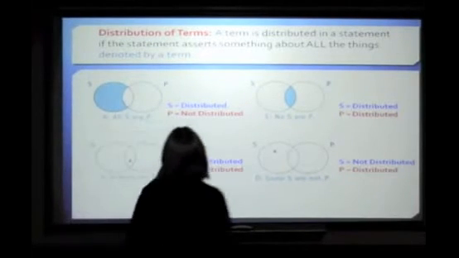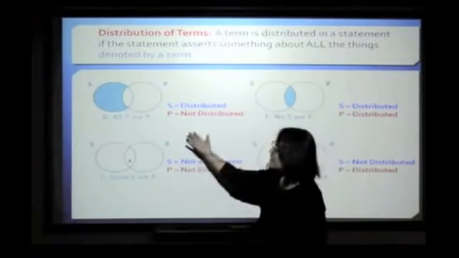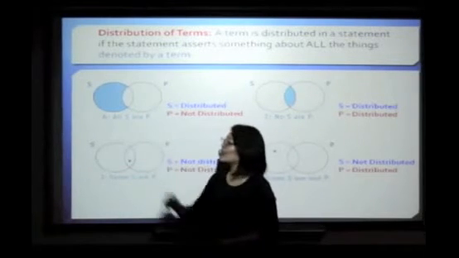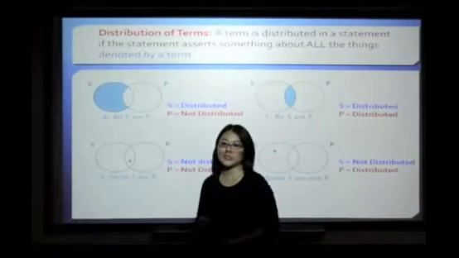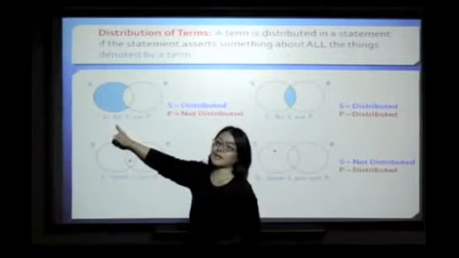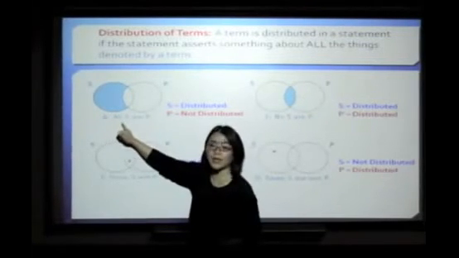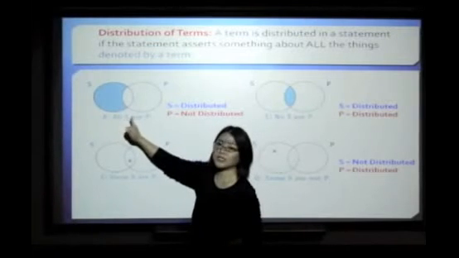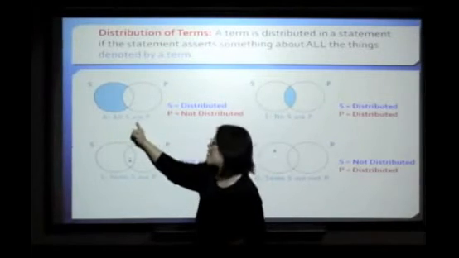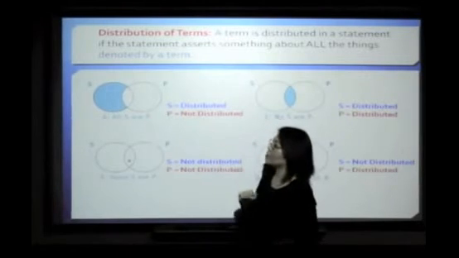Now here we have, again, the A-type statement, all S are P. In this type of statement, we have the term S being distributed. So the subject term will always be distributed in an A-type statement. What that means is that for an A-type statement, it is saying something about all the things that are in the category of the subject term. So all the things that are S's, the A-type statement is saying something about.